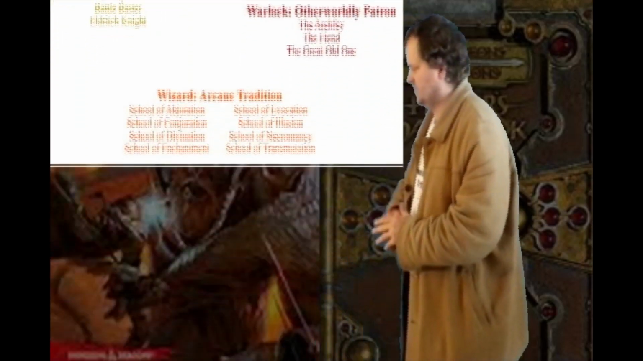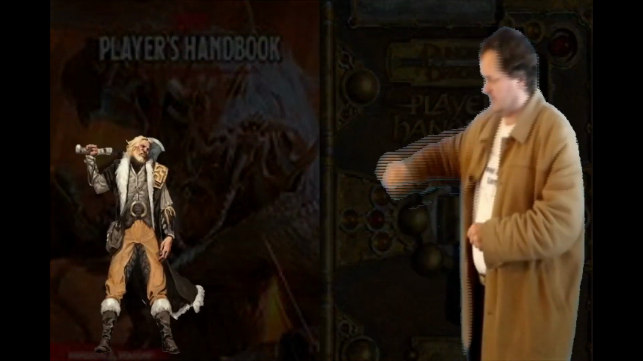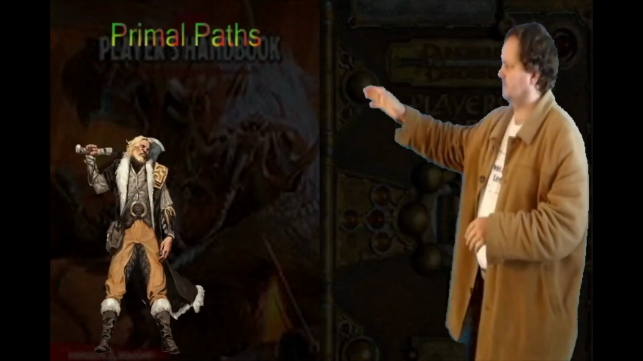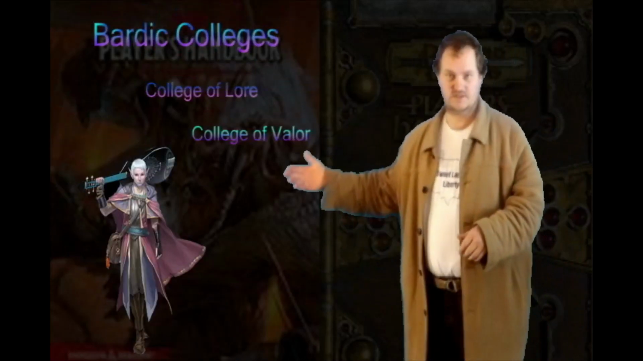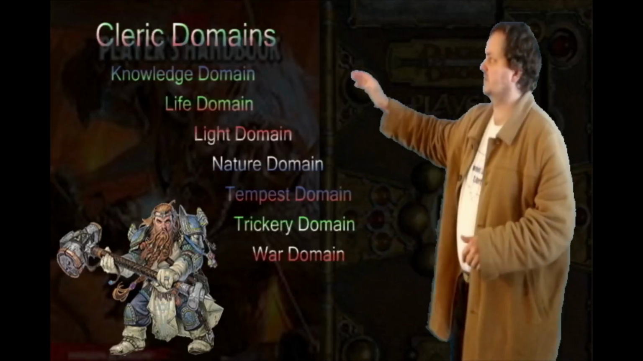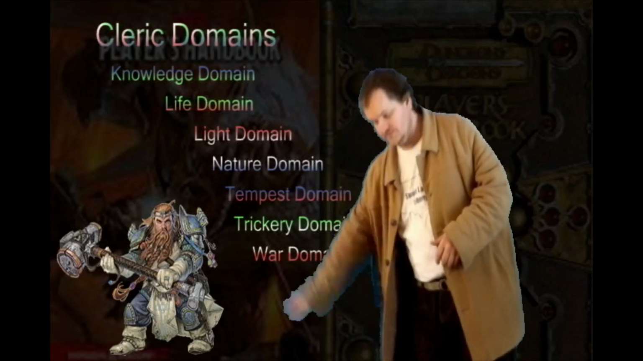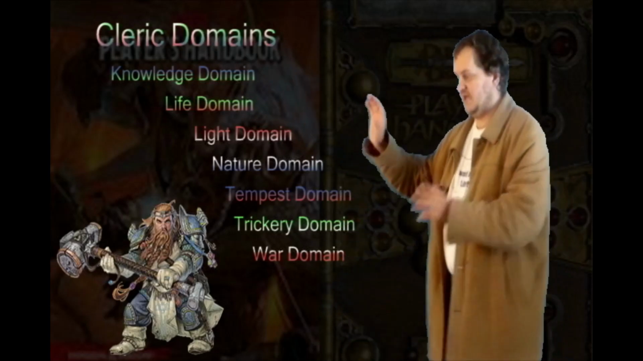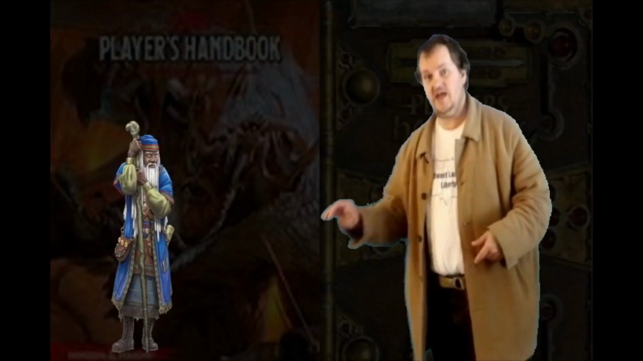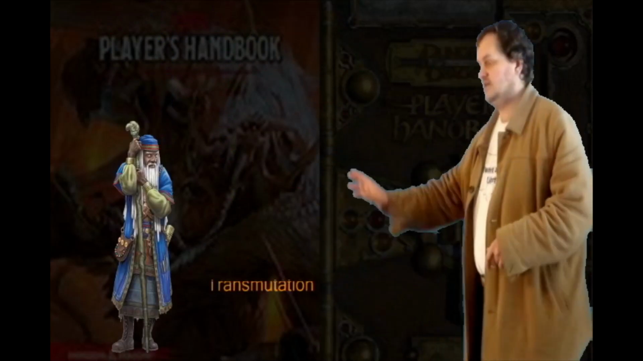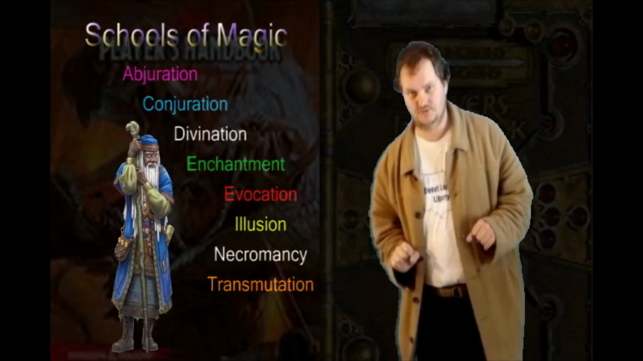You'll note in 5th edition, for instance, as we go through here, the Barbarian has his paths. You have the Berserker and the Totem Barbarian. The Bard has his colleges. Cleric gets his domains. He can choose one domain, and that gives him certain abilities based on that domain. This is his subclass. Wizards are the ones that are most complicated. They have 8 separate subclasses, each one based on a different school of magic.